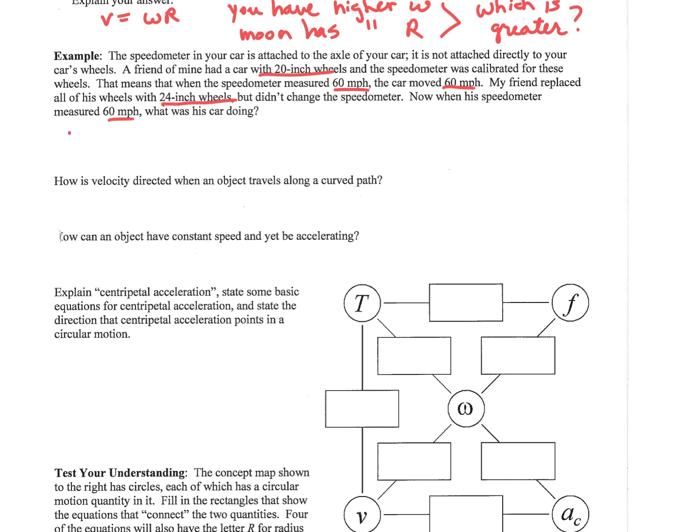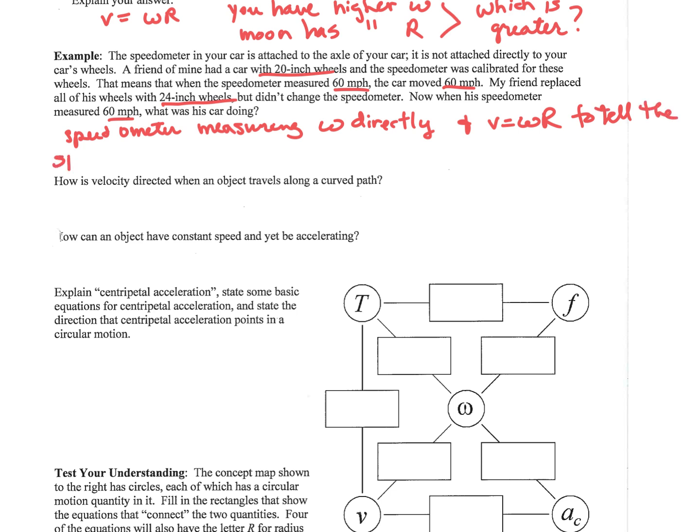Okay, so we know the speedometer is measuring omega directly and uses v equals omega r, since it's measuring a rotation rate, omega r, to tell the speed. So if r goes up, v is also going up, okay? So if the wheels are 20% bigger, then your speed is 20% faster than the speedometer actually says, okay?